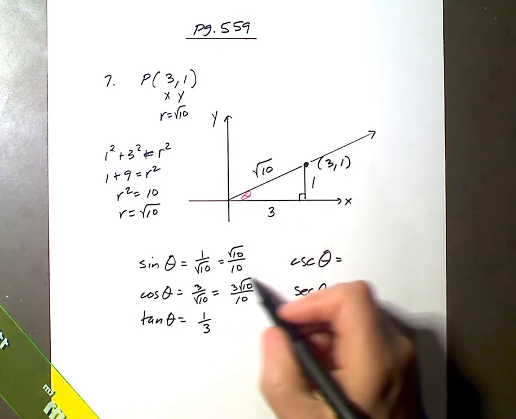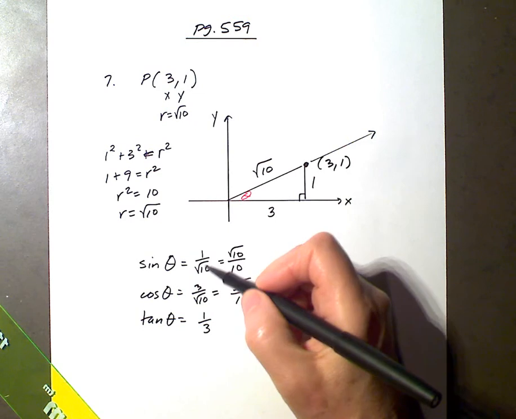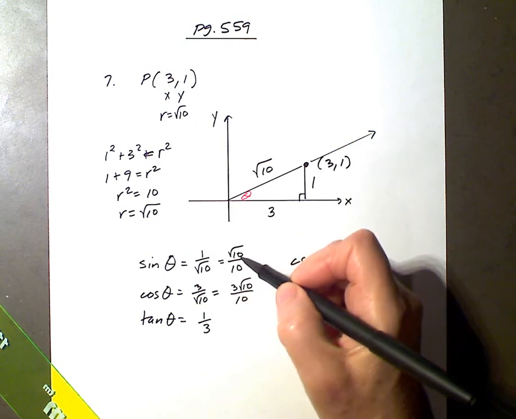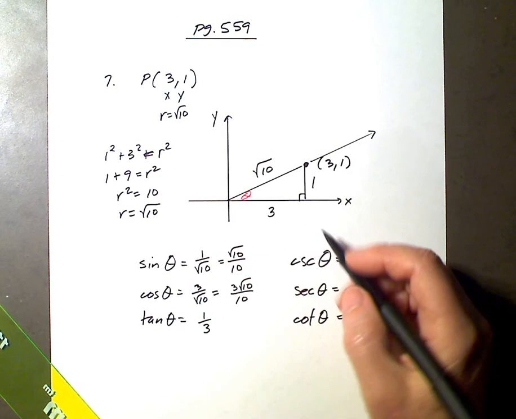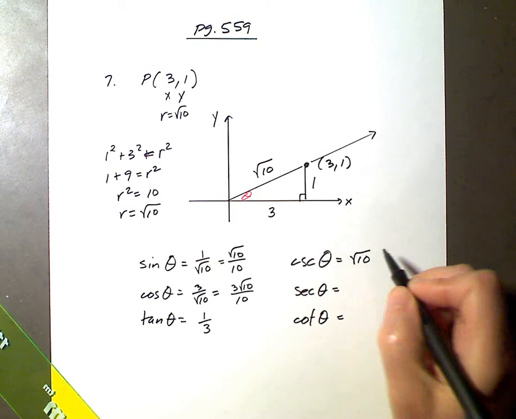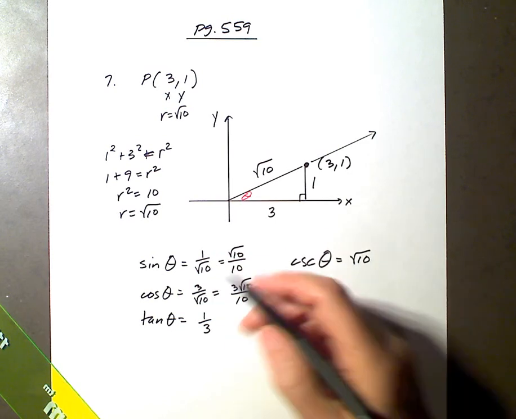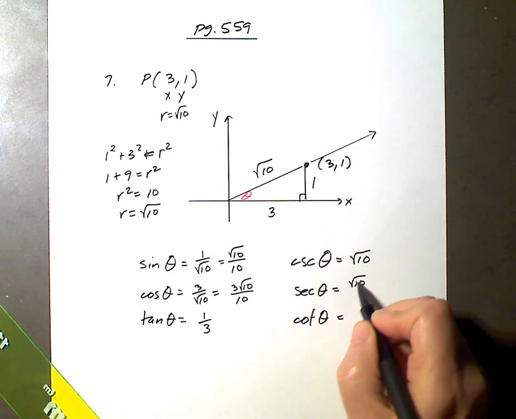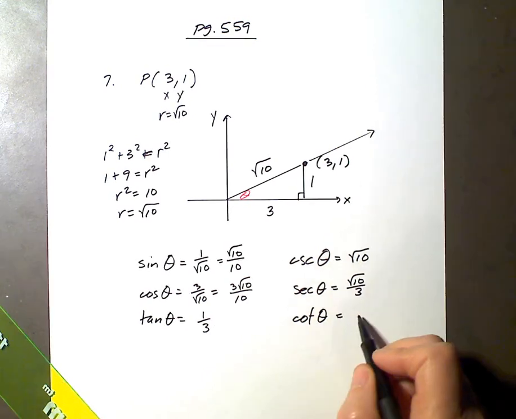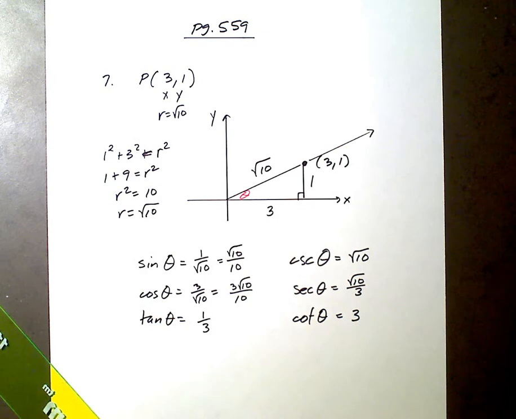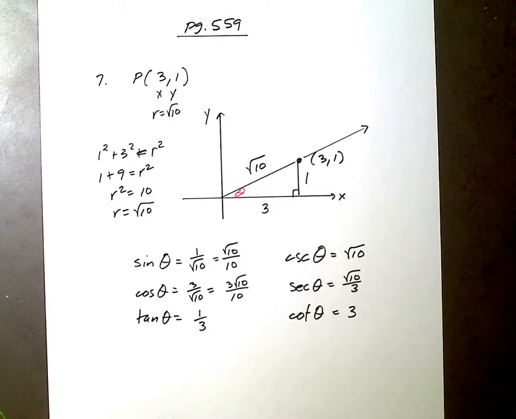So the reciprocals, I'm looking at it this way because instead of taking the reciprocal of it in this form, when I take the reciprocal of it in that form, it's just square root of 10 over 1. And the reciprocal of this is square root of 10 over 3. And then the reciprocal of the tangent is a cotangent of 3. And that's it.